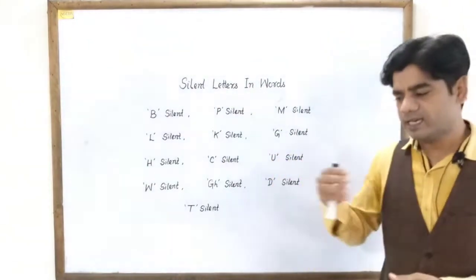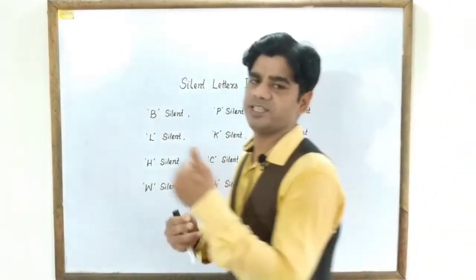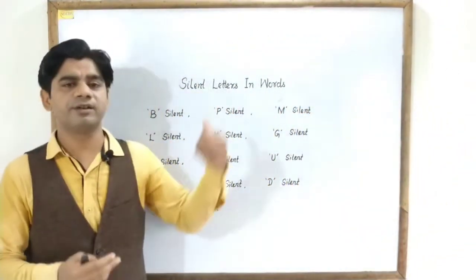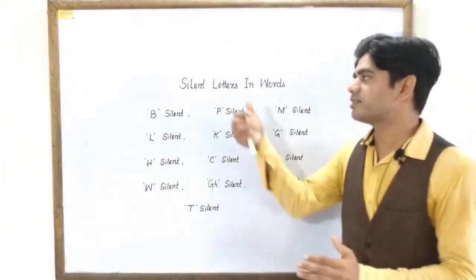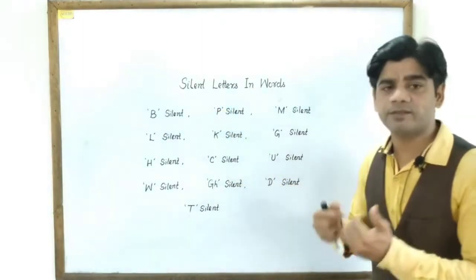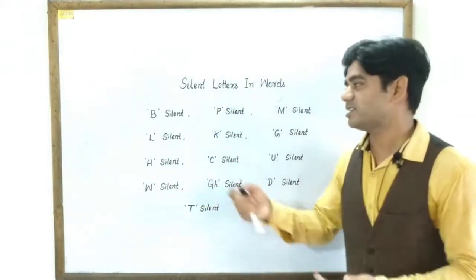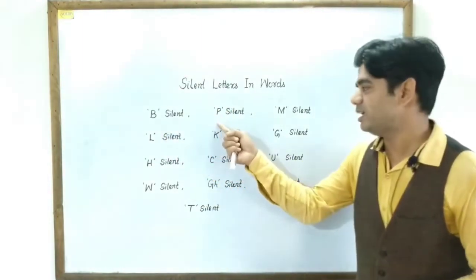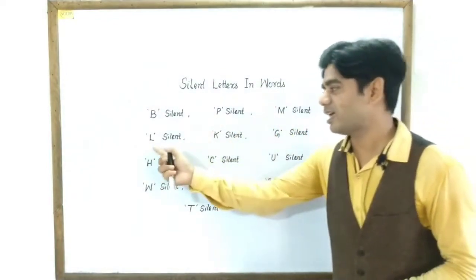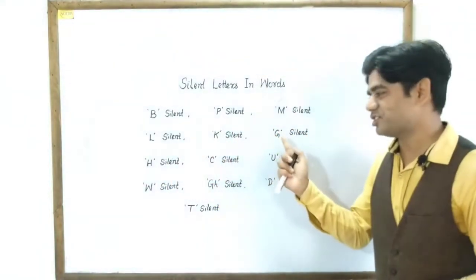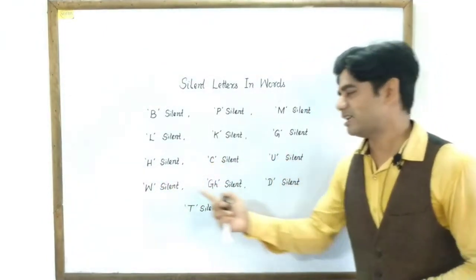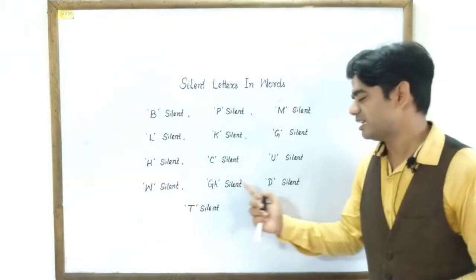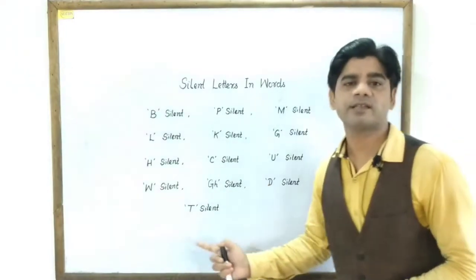Now in this video session, I'm gonna teach you silent letters in words. That means what are those words in which letter B, letter P, letter M, letter L, letter K, letter G, letter H, letter C, letter U, letter W, letter GH, letter D, letter T is silent.